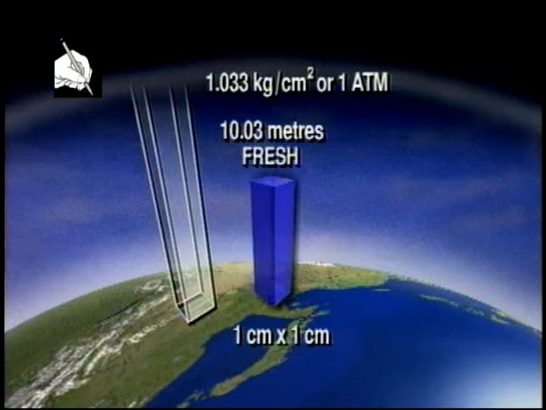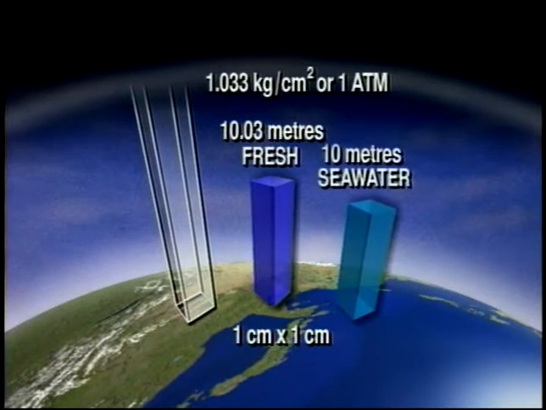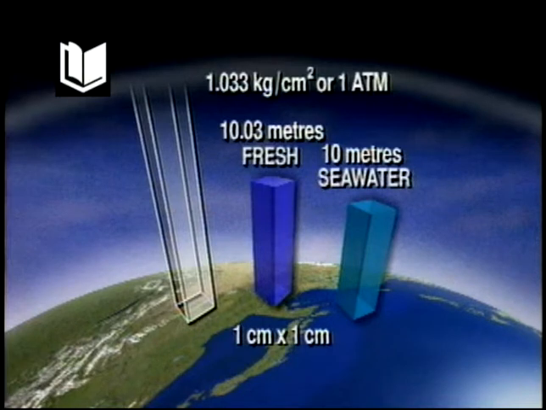If you took a column of salt water that was 10 meters or 33 feet tall and weighed it, you would also see that it exerted a pressure of about 1 bar, or 14.7 psi. This equals the pressure exerted by the atmosphere at sea level. Therefore, 10 meters or 33 feet of seawater is equal to 1 atmosphere of pressure.